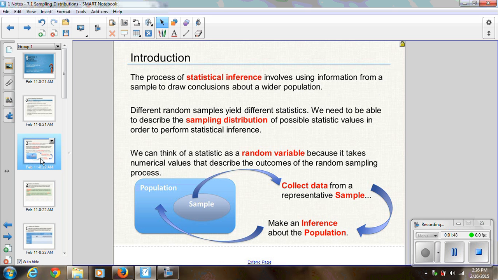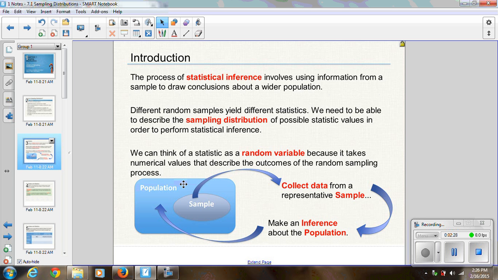All right, so the process of statistical inference, this is the whole nutshell of the course. I mean, the whole purpose of learning about probability and statistics is so that we can make inferences about a population or about some sort of chance process, so that we can draw conclusions about a larger population based on just a sample. But we know, too, that when I'm doing a sample, different random samples are going to yield different statistics. And so we need to be able to describe the distribution of a sample statistic, in order for us to be able to perform statistical inference.